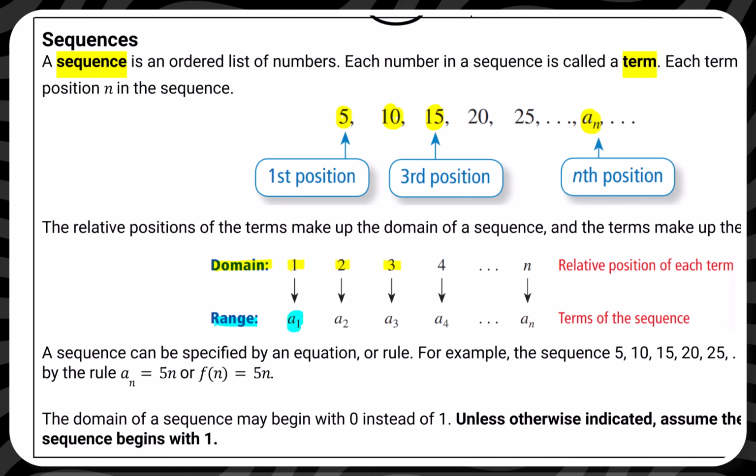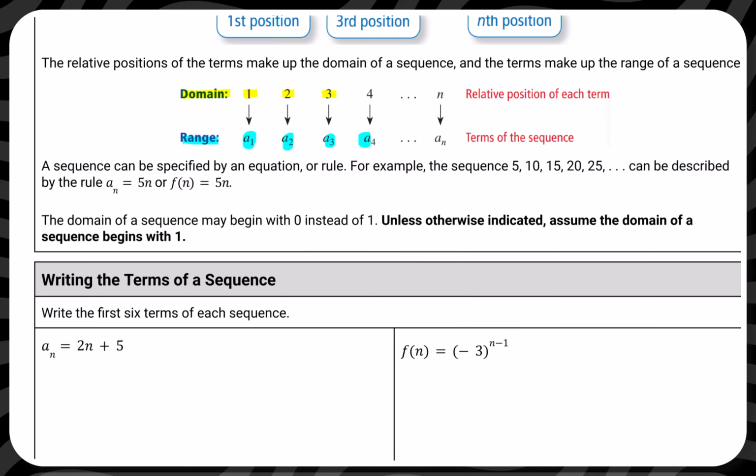So the first term, that would be 5 up here, 10, 15, 20, and so on. So you're actually able to graph these. We aren't going to be graphing them today, but we will the next class. Now, what we ultimately want to do is write the sequence as a rule. Now, these are not equations, they're called rules.